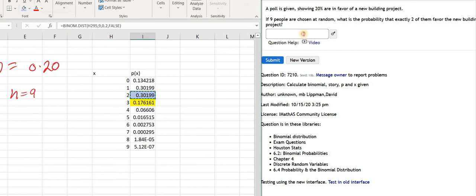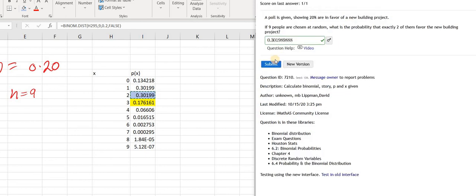I will copy that and paste it into my answer box and submit the answer. So this is how you're going to answer this specific question.